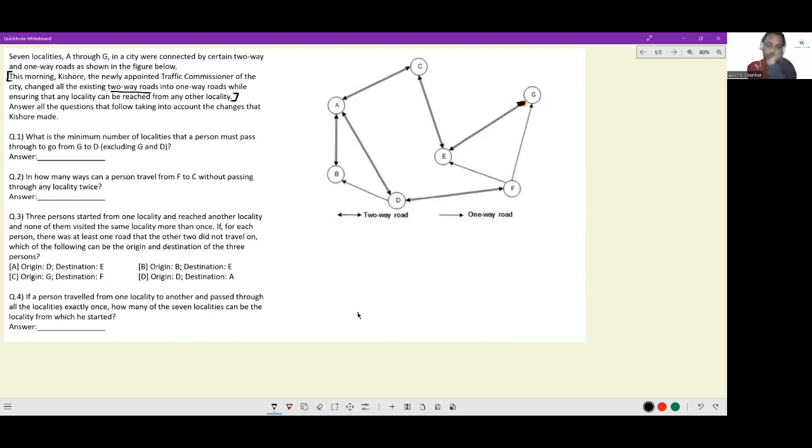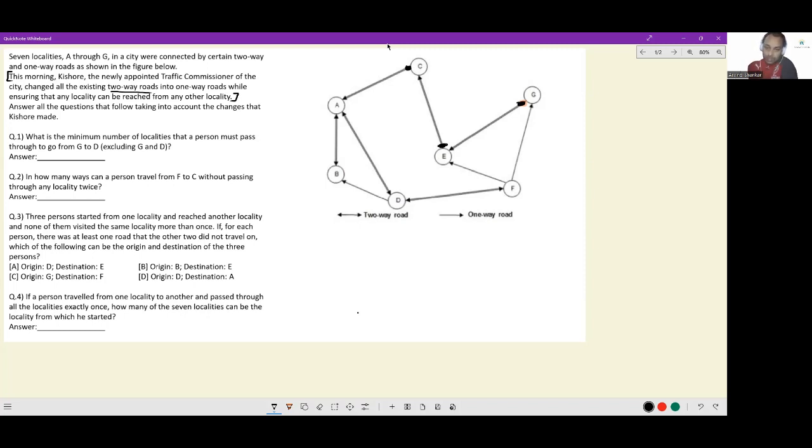Now, from F you can come to E. From G you can come to E. From E you should be able to get out, and you can get out only if this arrow is not there. E to C becomes a one-way road. Then you can come to C from E, but you also need to get out of C. You can get out of C if you have a one-way road from C to A.